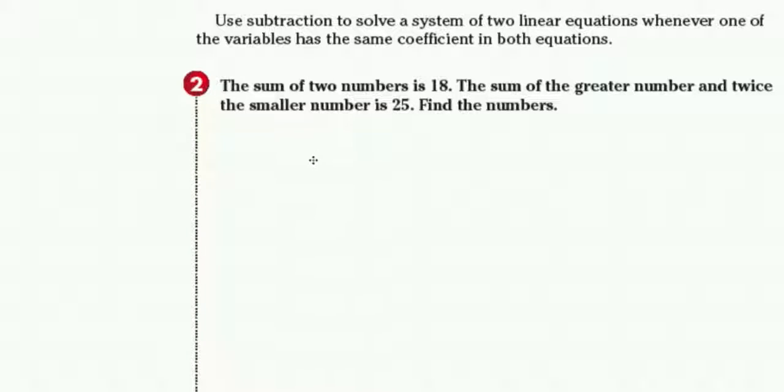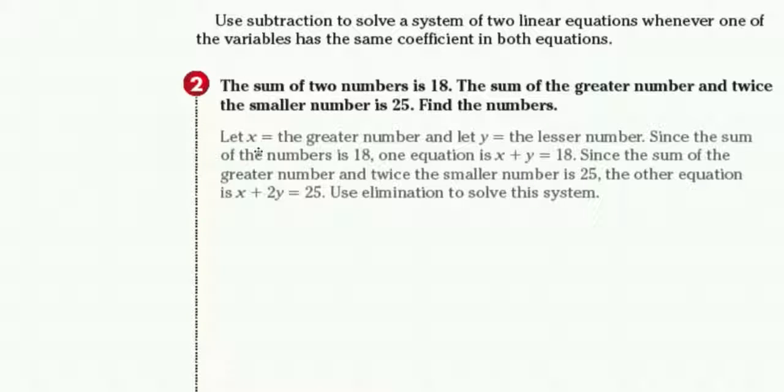So example number 2, the sum of two numbers is 18. The sum of the greater number and twice the smaller number is 25. Find the numbers. First things first, we have a let statement. So let x be the greater number and let y be the lesser number. Since the sum of the numbers is 18, one equation is x plus y equals 18. Simple enough. And then look at sentence number 2.